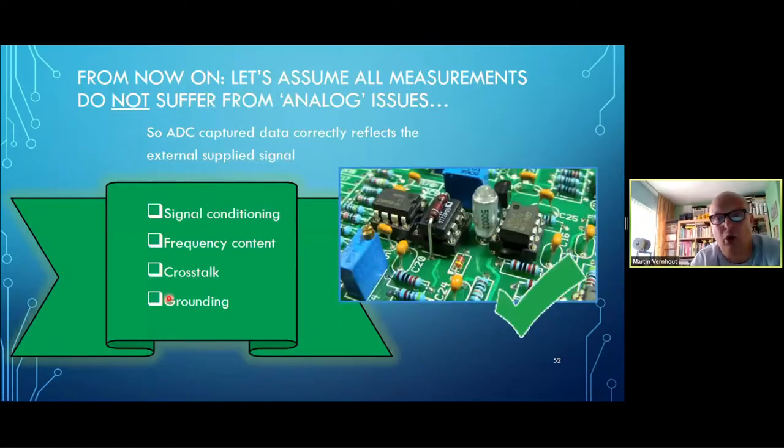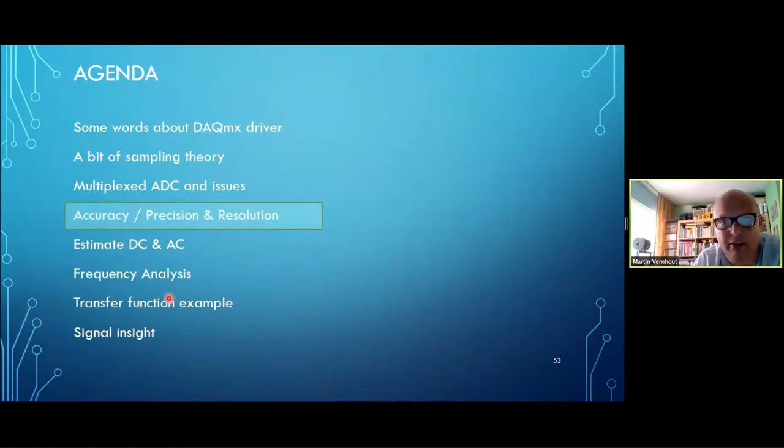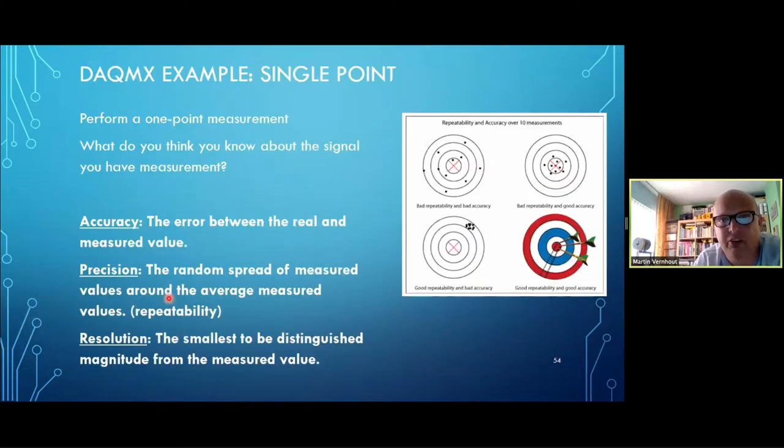All right, so from now on in this presentation, everything we do is not suffering from analog issues anymore. We've done our job, let's look at the data. Accuracy, precision, and resolution. Accuracy is the error between the real and the measured value. So if you look at this target, you want to be in the center, obviously. That will give you a high accuracy.